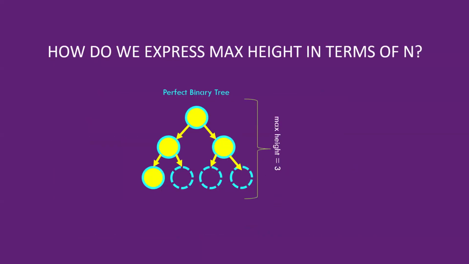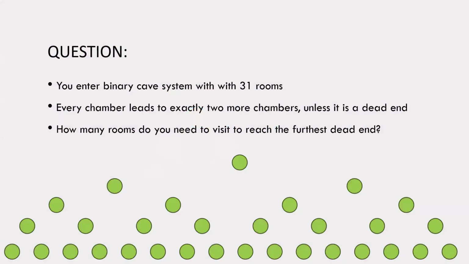Now, we said this last time. How do you know how deep something is in terms of N? Why do we care? Well, it's an interesting question to ask. If you don't have a perfect tree, then you might need that ceiling function to figure out the answer. What I'm really getting at is that I would like to be able to ask you questions like this. Sorry for the bright lights. You enter a binary cave system with 31 rooms. Every chamber leads to exactly 2 or more chambers, unless it is a dead end. How many rooms do you need to visit to reach the furthest dead end?